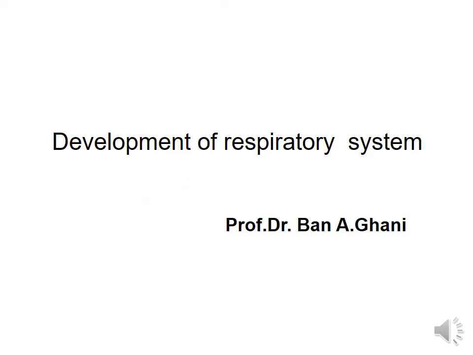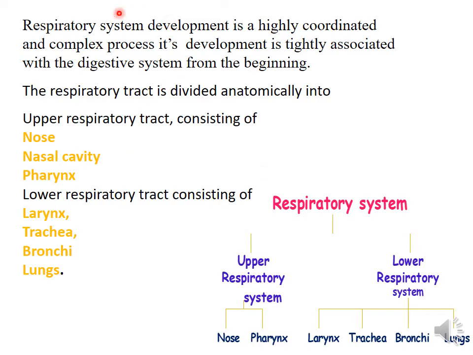Today we are going to talk about the respiratory system development. The respiratory system is a highly coordinated and complex process. It's tightly associated with the digestive system from the beginning. It's divided anatomically into two parts. The upper tract consists of nose, nasal cavity, and pharynx. The lower part consists of larynx, trachea, bronchi, and lungs.